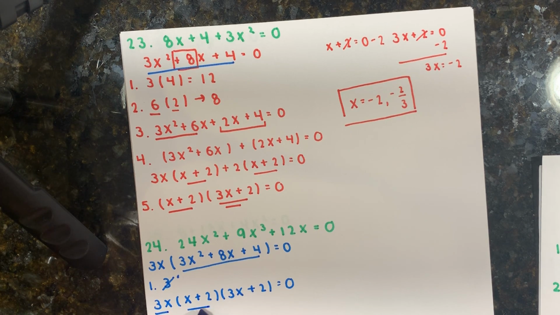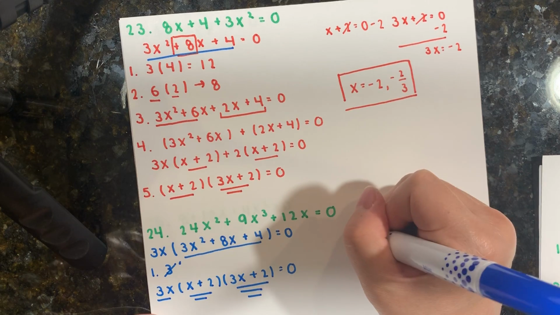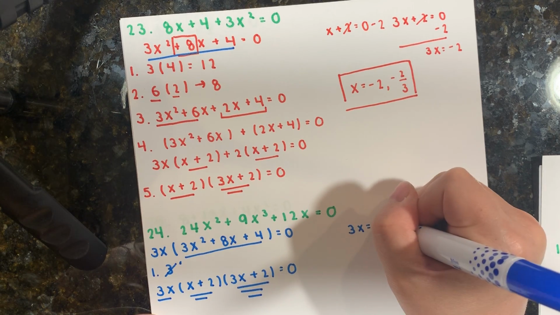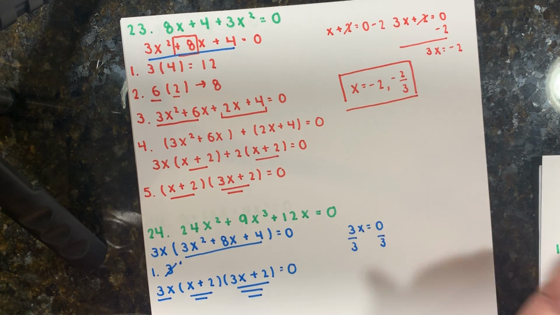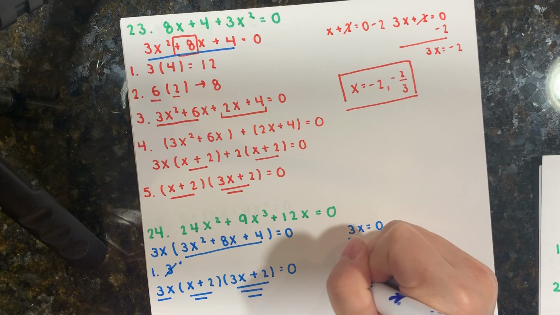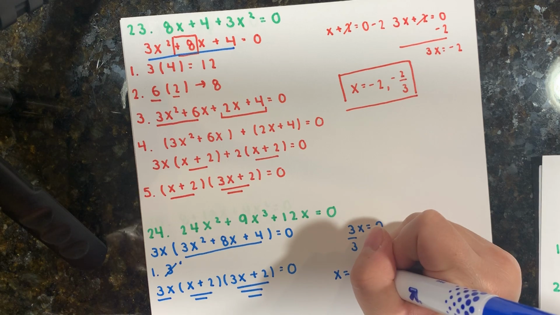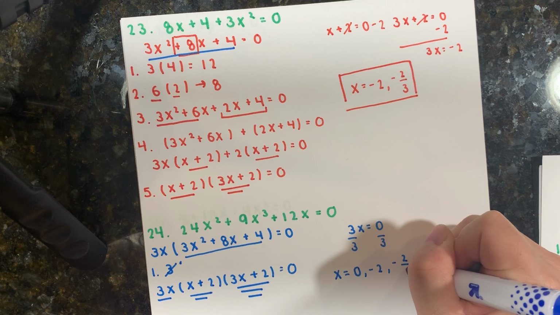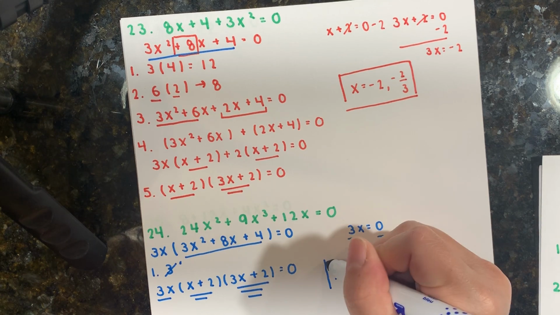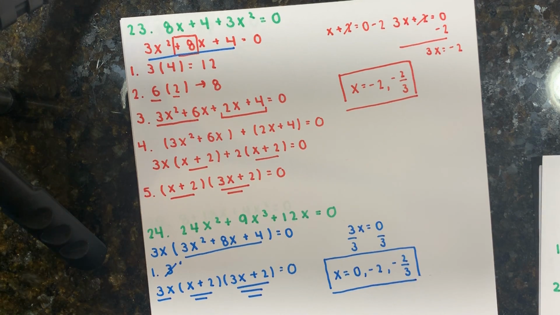So I just need to set each of these equal to 0. Well, I've already solved for the x plus 2 and the 3x plus 2. The only thing I need to solve for is when 3x is equal to 0. If I divide both sides by 3, 0 divided by 3 is still 0. So the only thing that's different about my answer between 23 and 24 is that in addition to these two, I'm going to have x is equal to 0. So you really need to pay attention on those problems because you may be doing more work than you actually have to, like I almost did.